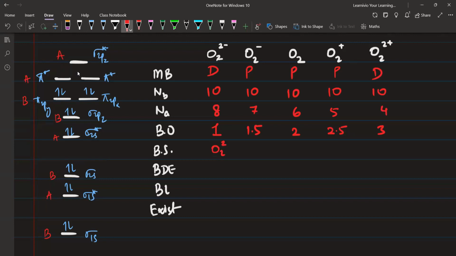Now we can write O2 negative, O2 positive. We have to write the order for all of these.